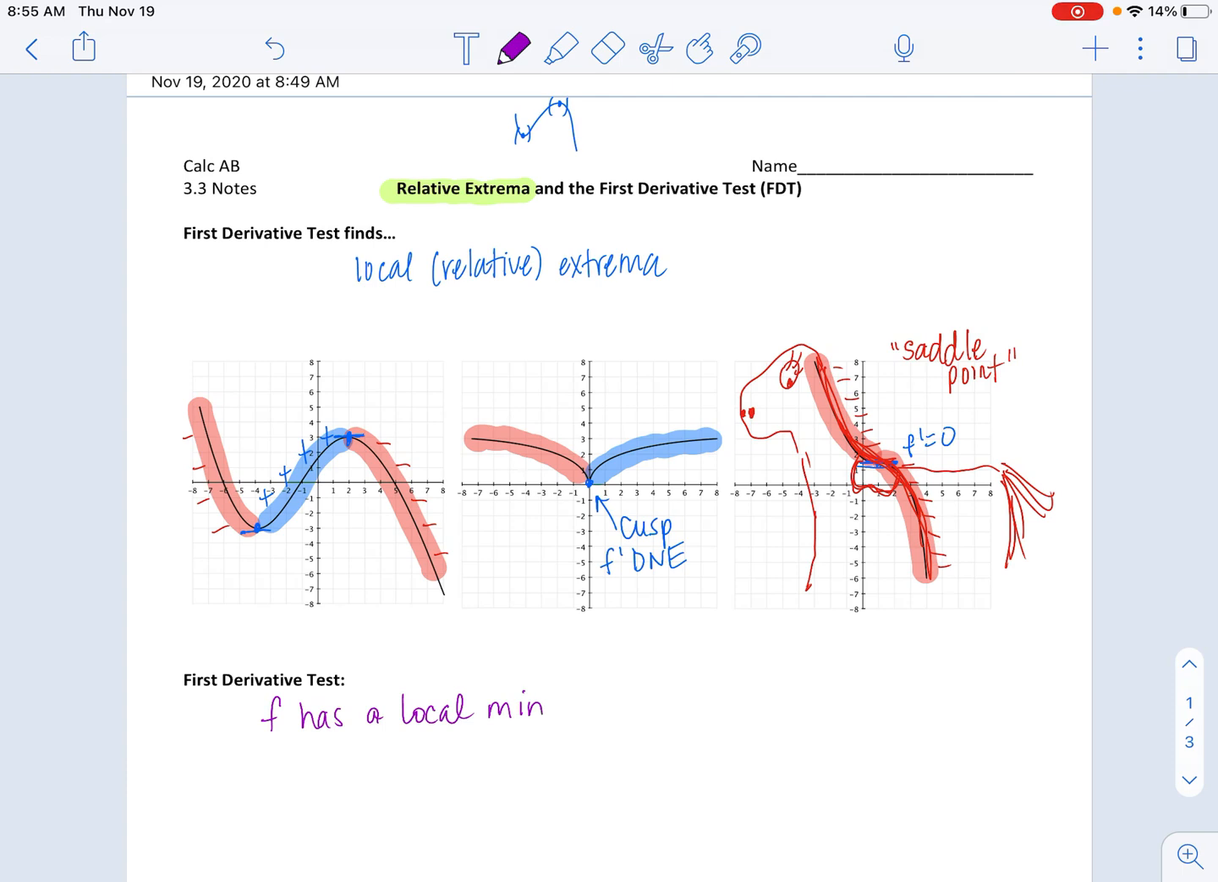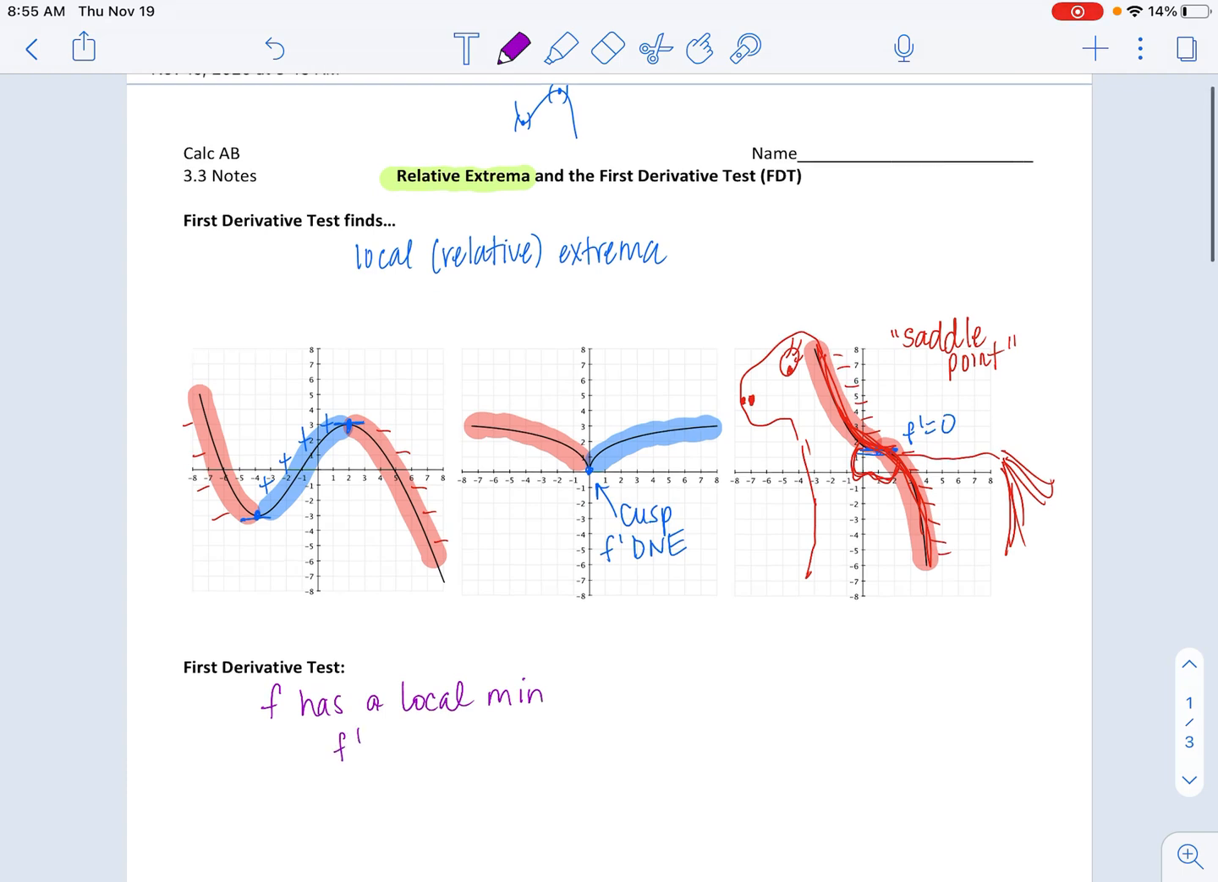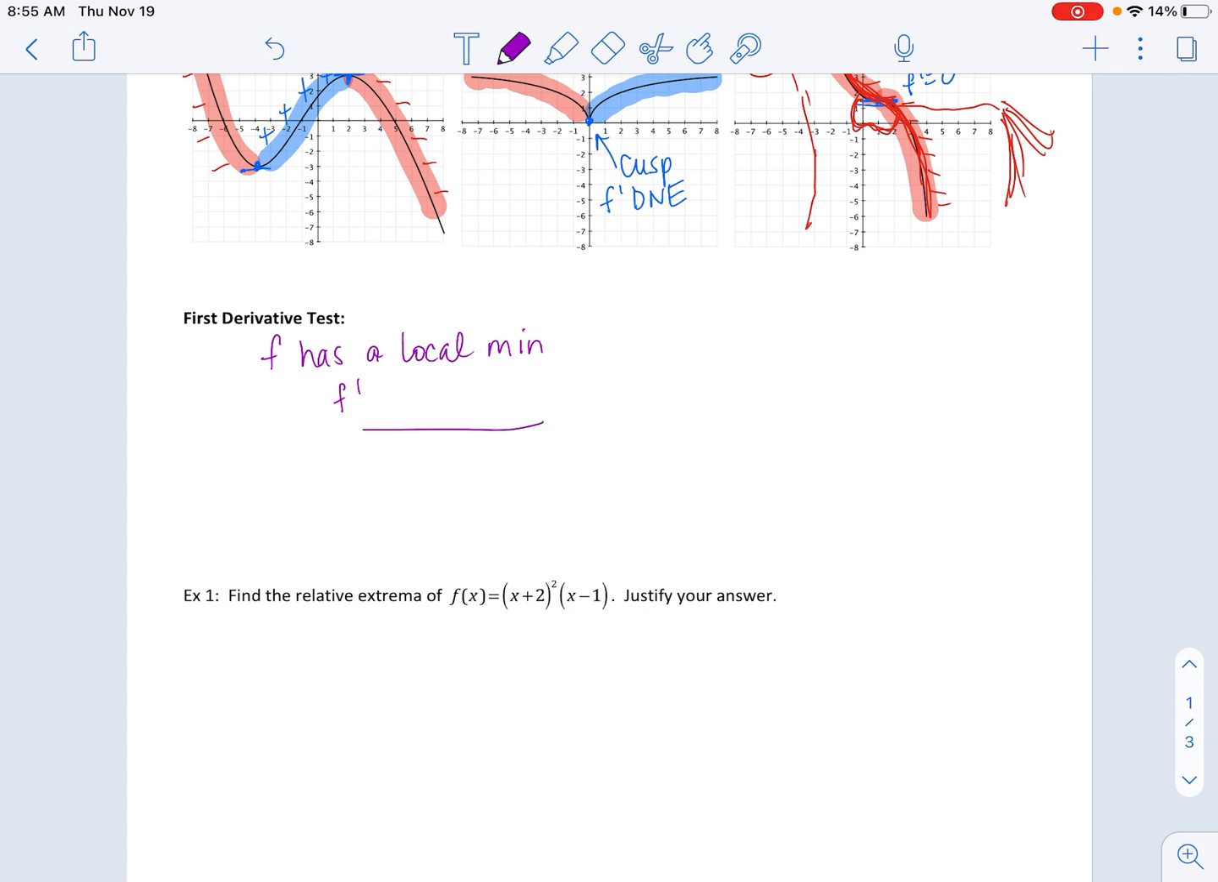Okay, whenever we have the derivative going from minus to plus on a critical number, so this is the sign chart, right? So f prime equals 0 or does not exist at this critical number. If we say it in words, we say f prime goes from negative to positive. Okay, and vice versa.